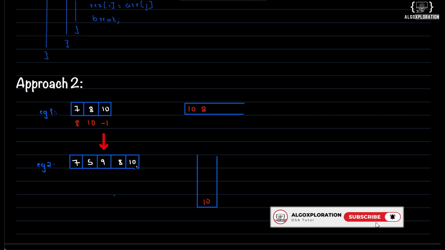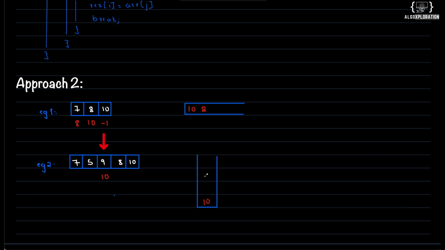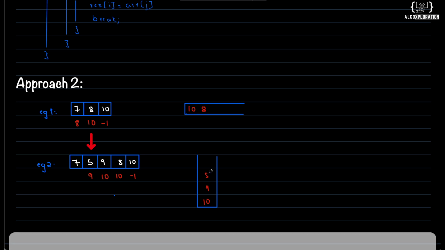And for 9, the next greater element is obviously 10, because I have popped out 8, and 8 is not the answer for this. So 10 is the answer, and for this it was 10, and for this it was 9. And don't forget to push each and every element inside the stack, so 9 is pushed now. Now for element 5, the greatest element in the stack is 9, and I'll push 5 to it.